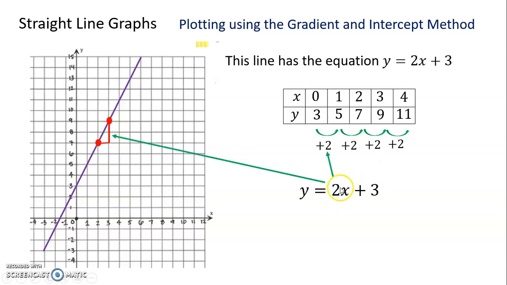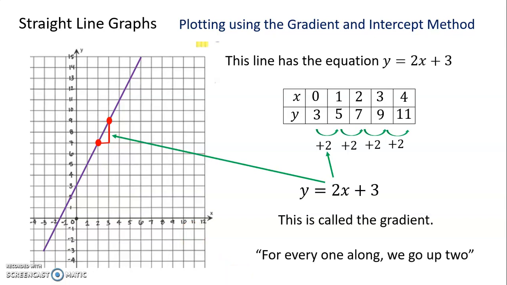So this 2, that is the coefficient of my x term here, tells me that my y coordinate is going up by 2 every time, and it's also true for the graph. As my x coordinate goes up by 1, my y coordinate goes up by 2. And this is called the gradient, and it's how many we go up for every one along. So in this case, for every one along the x-axis, we go up 2 on the y-axis.